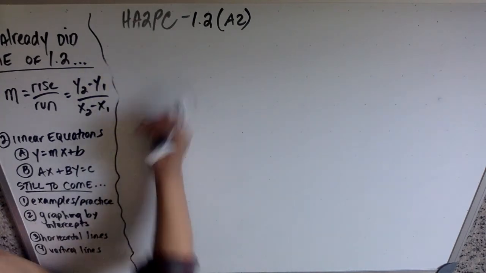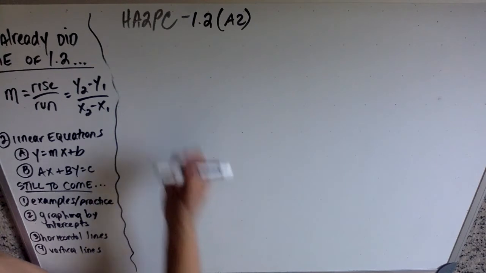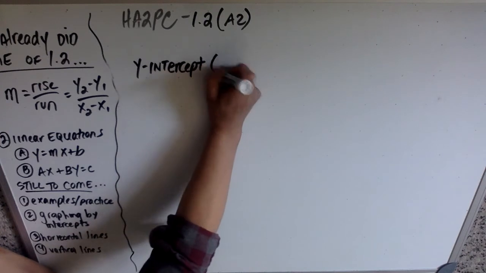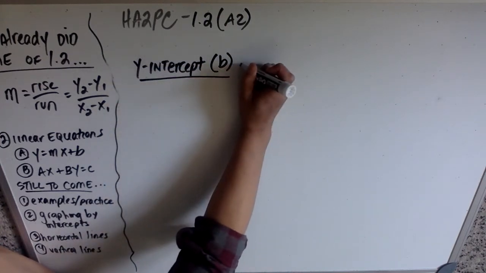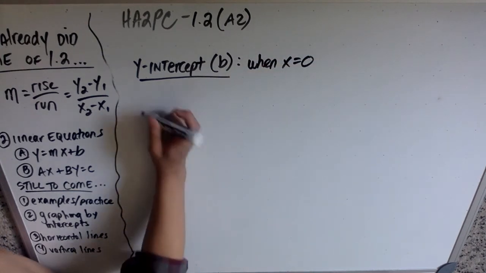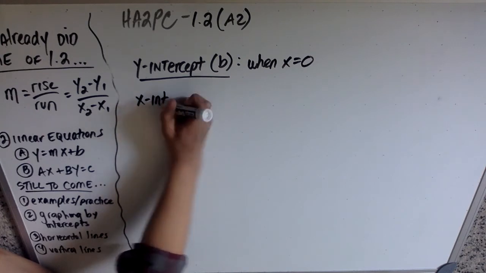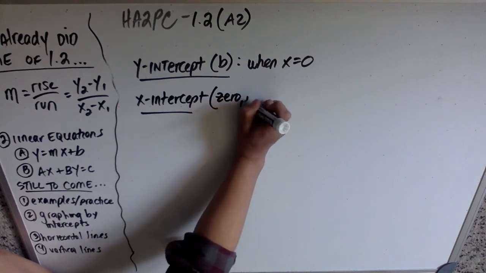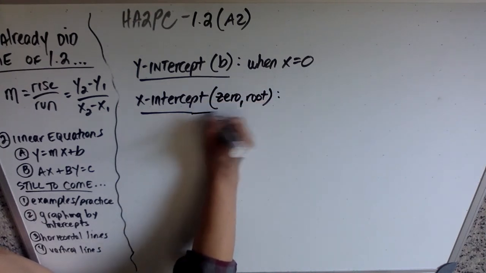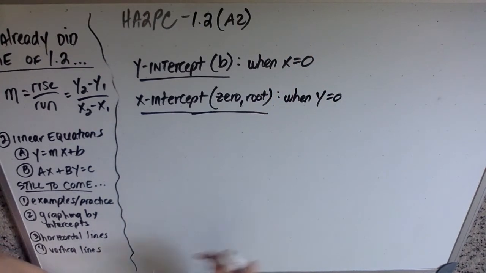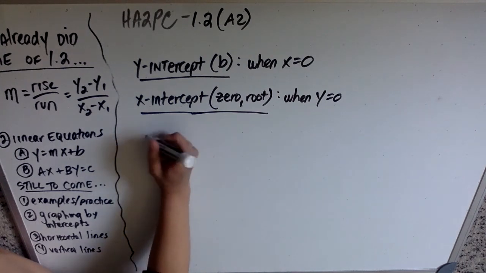So to intercept something is essentially to run into it, right? So when we talk about the y-intercept, which for the record is b in the mx plus b, right? So it's b. The y-intercept happens when x equals 0, okay? And the x-intercept, which also has other names, is sometimes also called a 0 or a root, okay? And that happens when y equals 0. So what we can do is use this information, in standard form especially, to quickly find the x and y intercepts.